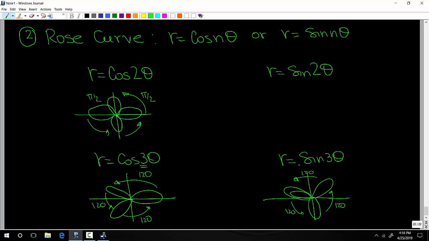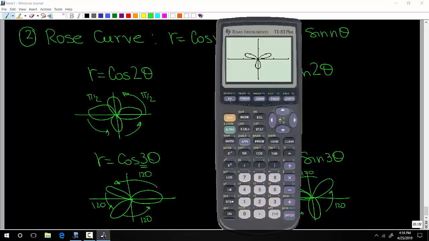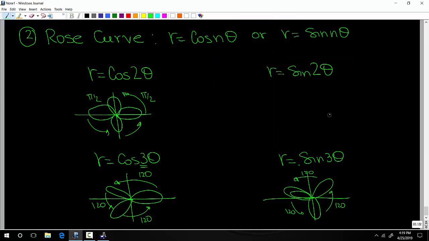And then over here, what happens when we have 2 theta? Let's see. So we do get 4 petals again, but you can see again they're tilted, as opposed to the cosine one, which is along the x-axis. These are tilted a little. But we get 4 petals. Okay, so that's what those look like.